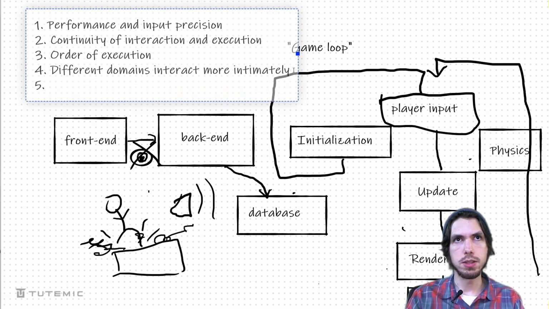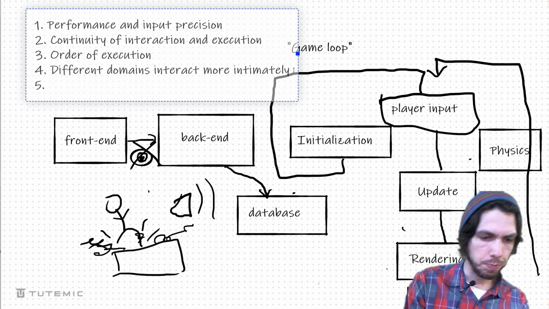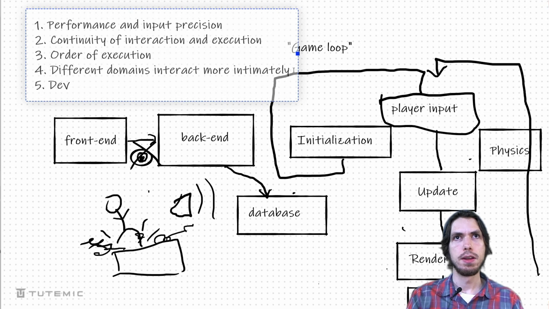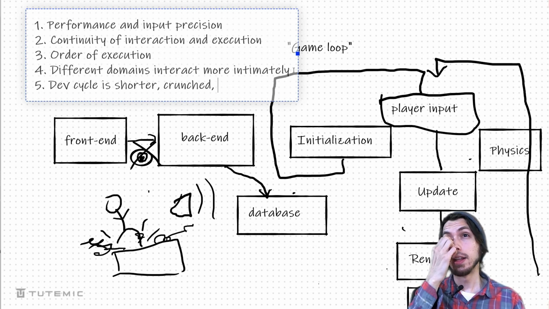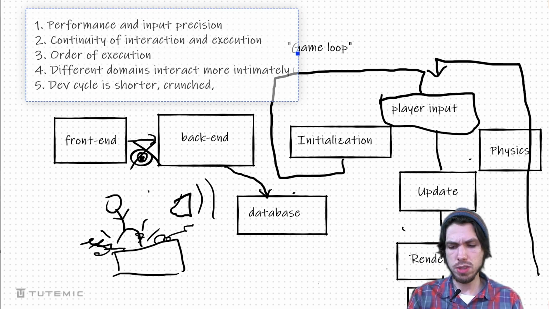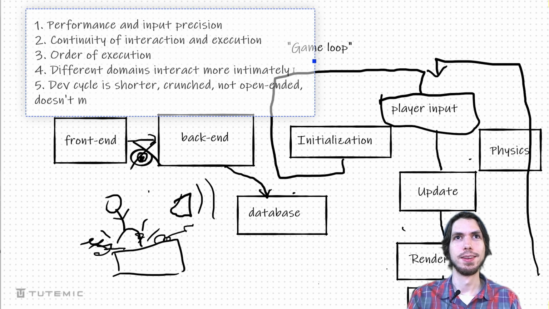Okay, and then the last difference between game programming and other forms of programming, I'd say, is the development process itself. The dev cycle is shorter. It's more crunched because there are time limits. And lastly, let's say it's not open-ended. And then finally, it doesn't get merged with other software.